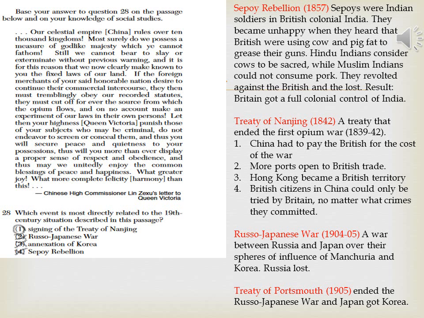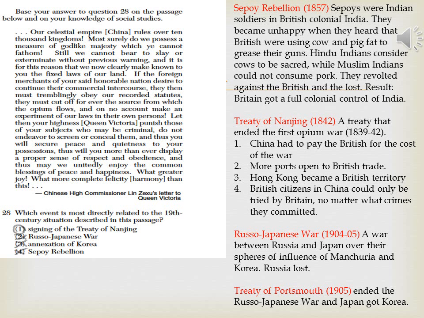Let then your highness, Queen Victoria, punish those of your subjects who might be criminal. Do not endeavor to screen or conceal them, and thus you will secure peace and quietness to your possessions. Thus you will more than ever display the proper sense of respect and obedience, and thus may we unitedly enjoy the common blessing of peace and happiness. What greater joy, what more complete felicity, which is harmony, than this?